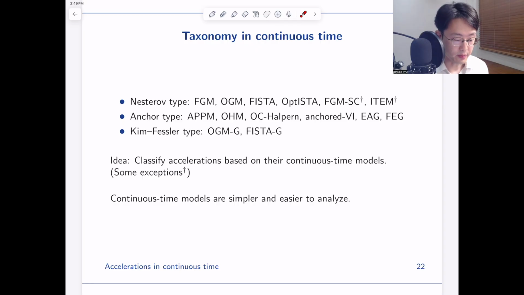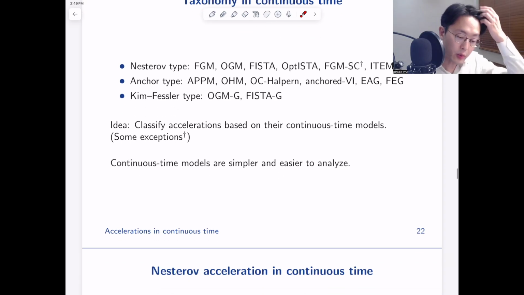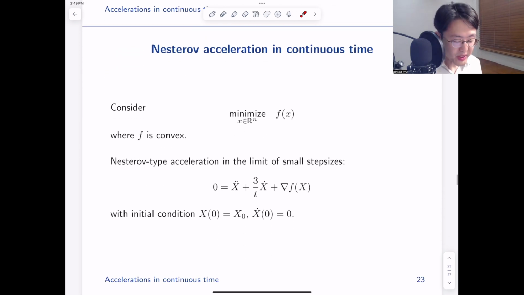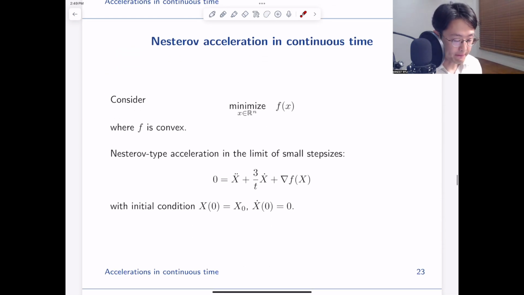The reason I do this, as opposed to just talking about discrete algorithms, is because continuous time models are simpler and easier to analyze, and they more easily reveal certain structure of the algorithms. So let's start with Nesterov. Nesterov acceleration in continuous time looks like this.